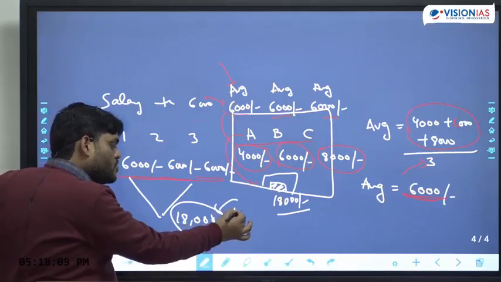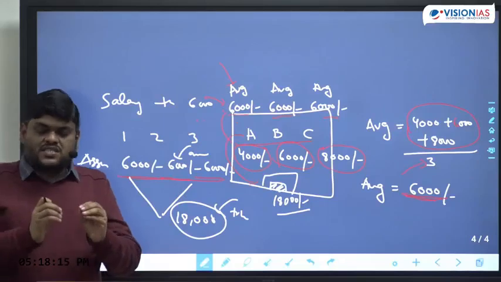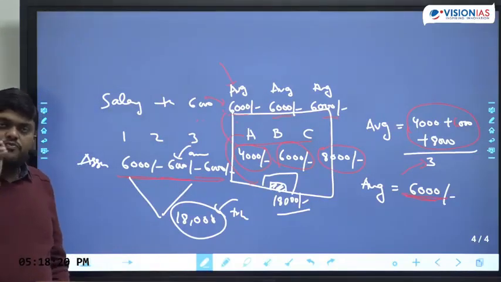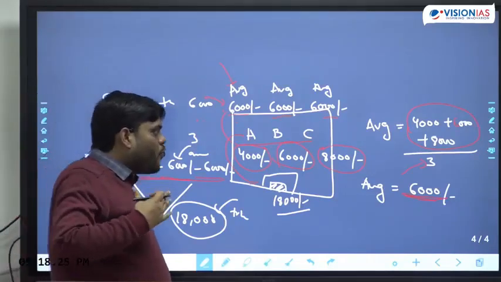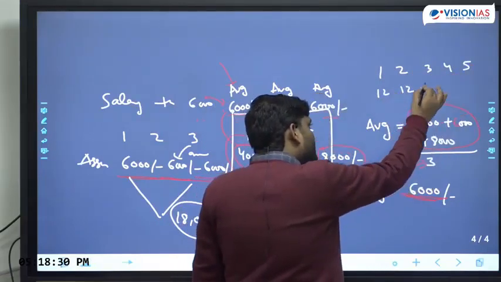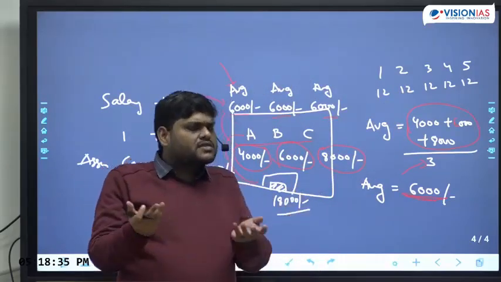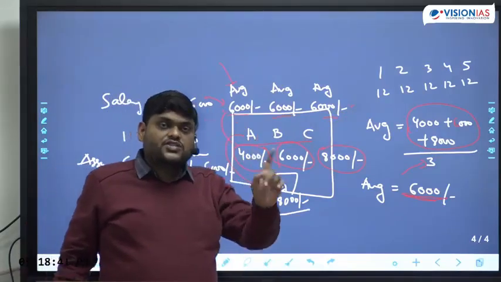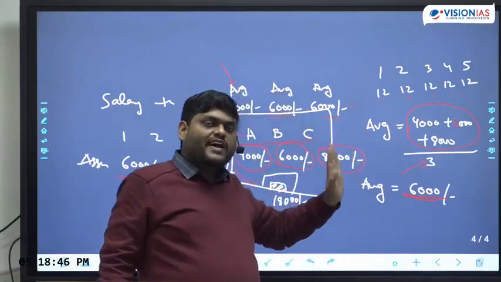This is true and these are assumptions. So from here, one thing I can say: suppose the question says the average marks of 5 students is 12. What can I assume? I can assume that everybody is getting 12, 12, 12, 12, 12. They might get it, they might not. But I can assume that. But what is sure shot? The sure shot thing is the total value will be 60.